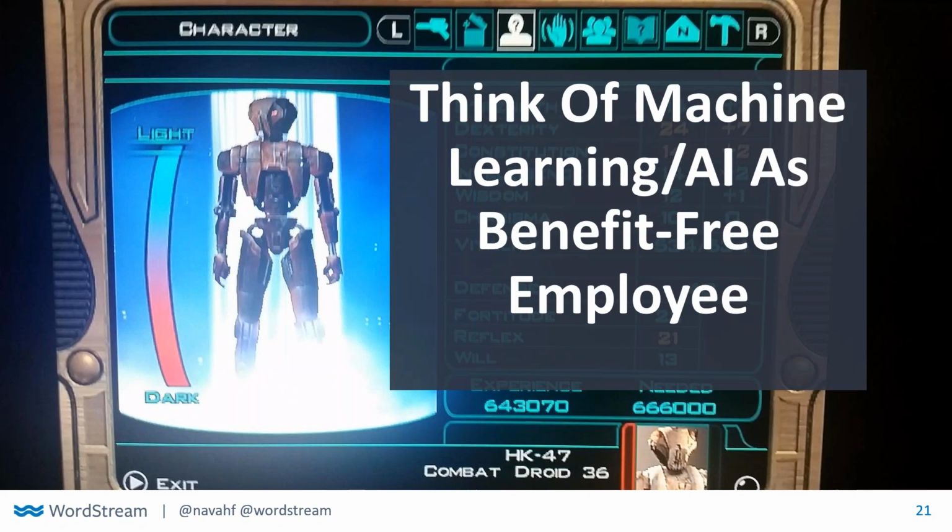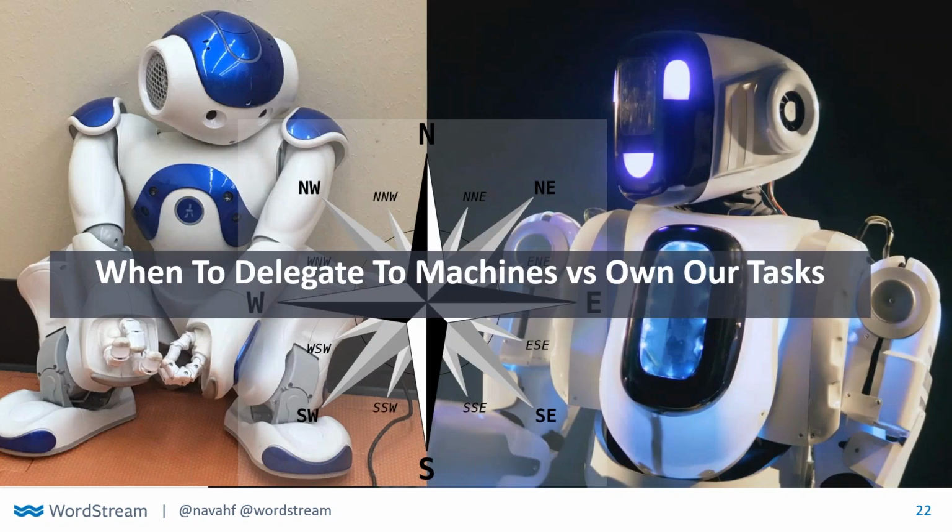So when we're thinking about machine learning, what we're really thinking about is a benefit-free employee. Yes, there's a salary to pay, quote unquote, because you have to pay for the data for it to get ramped up, but it's ultimately a far more cost-effective way to get that work done. So when we're talking about that work, it really is about deciding when to delegate versus own our tasks.